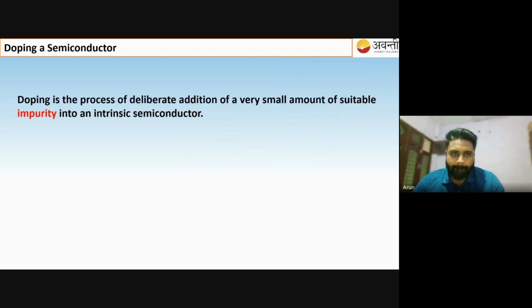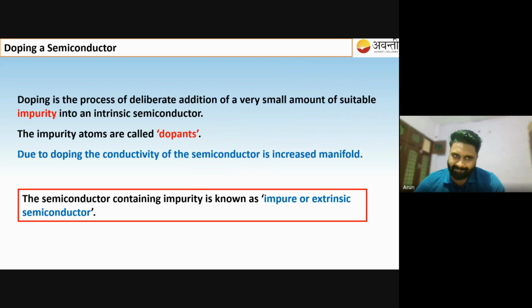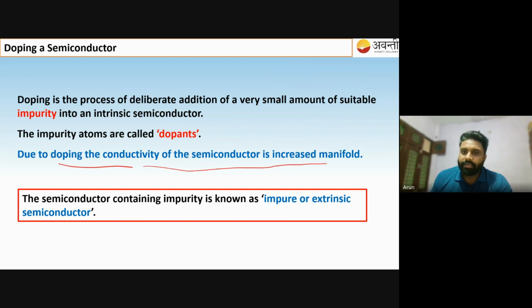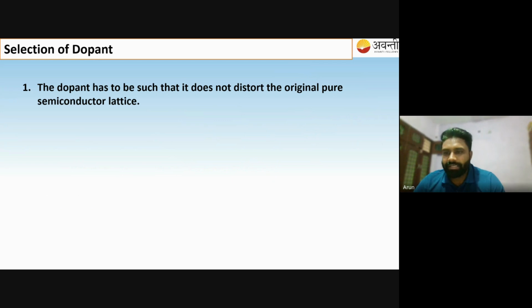Now, due to doping, the conductivity of the semiconductor increases manifold, which means many times. So these are called the extrinsic semiconductor, the semiconductor with impurity. Got it? Now, how to select the dopant? Dopant is nothing but the impurity.